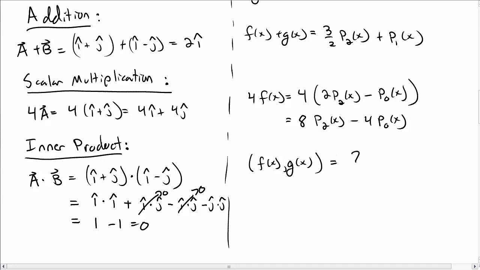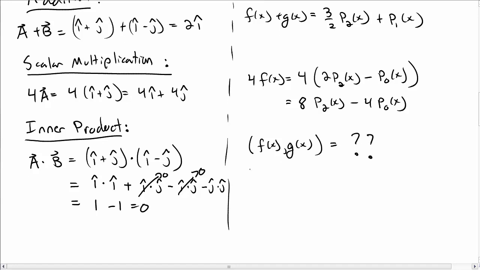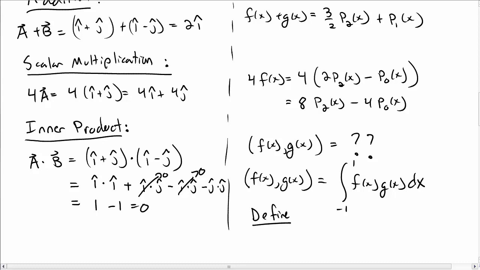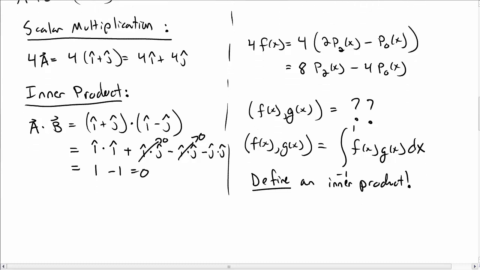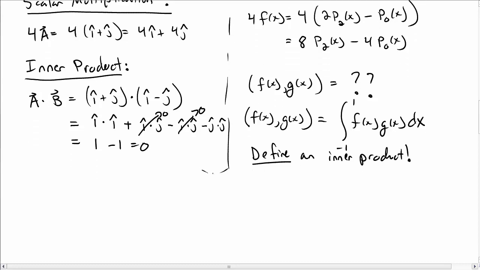For f of x and g of x, I write the inner product in this way with parentheses, but what am I going to define this as? Well, it turns out we could define an inner product for polynomials. We'll define it this way. It's the integral from -1 to 1 of the multiplication of the functions, integrated dx. So note, we're just defining an inner product here for what we mean by the inner product between two functions in the space of polynomials.